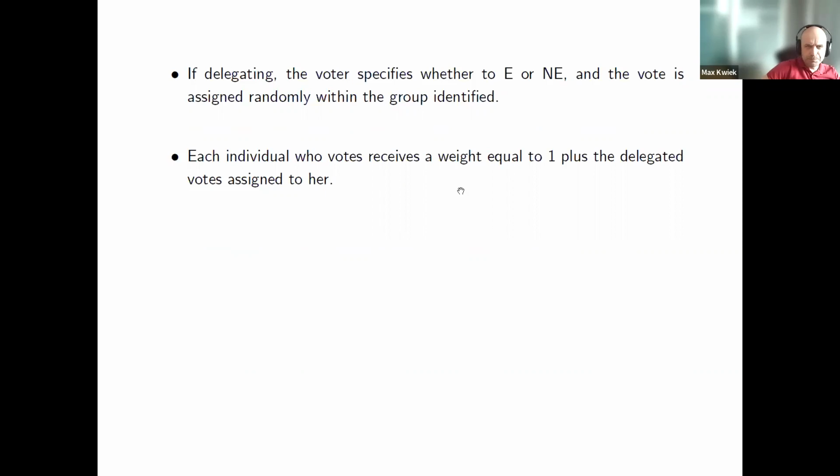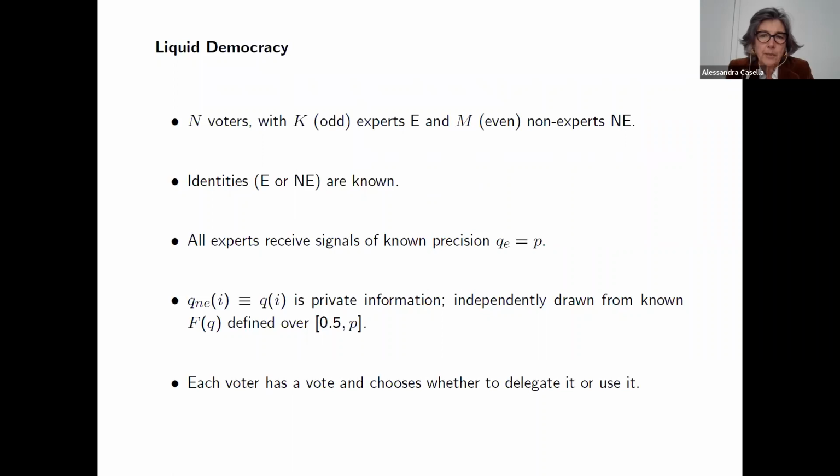Alessandra, there's a question. Yes. Hi, Alessandra. Will it matter whether the uncertainty is on the precision of the non-expert rather than on the precision of the expert? I don't think so, as long as all the experts have a superior precision to the non-expert. I want to be able to identify the experts because I don't want to have that complication in addition. I want to make life easy. Yeah, exactly. Okay, that makes sense. Okay, thanks.